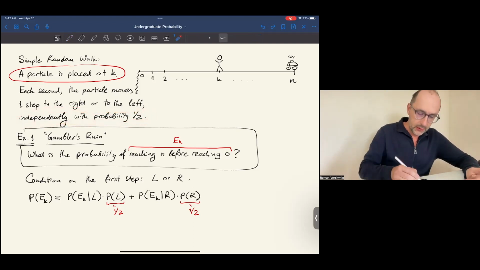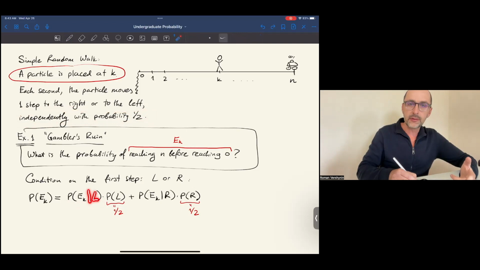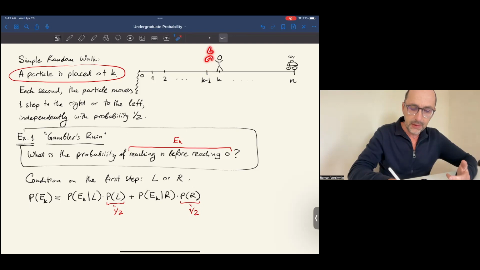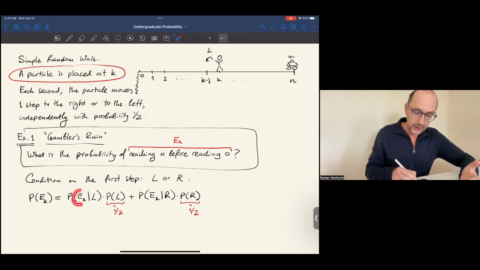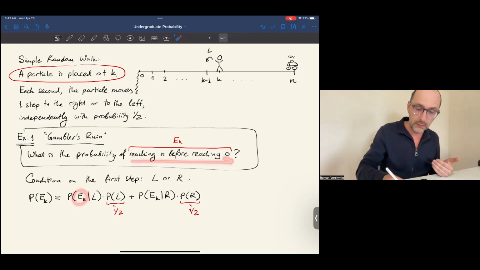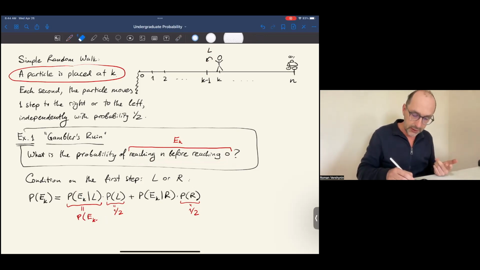What is this probability? Here we assume that the walker makes her first step to the left. After making that step, the walker will be in position k minus 1. From that time, the walk resets. The question remains the same. What is the probability of reaching n before reaching 0, but now from a new starting position, from the position k minus 1? So this probability is P of E_{k-1}, which indicates that the starting position is now not k, but k minus 1.